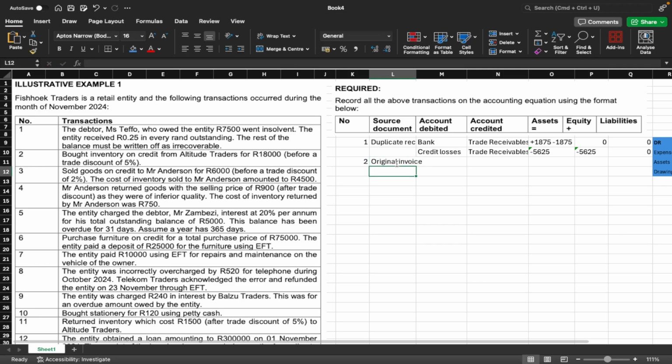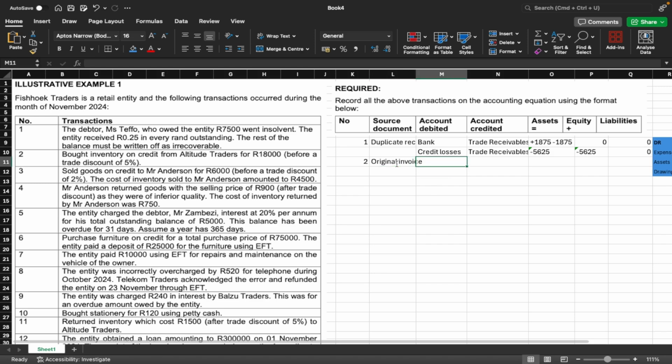Remember, whenever you're receiving an original invoice, it means you are the buyer, you are the client, you are the purchaser. But whenever you have a duplicate invoice, it means that you are the seller. You've issued the original one to the customer. So always remember that the original goes with whoever the customer is.